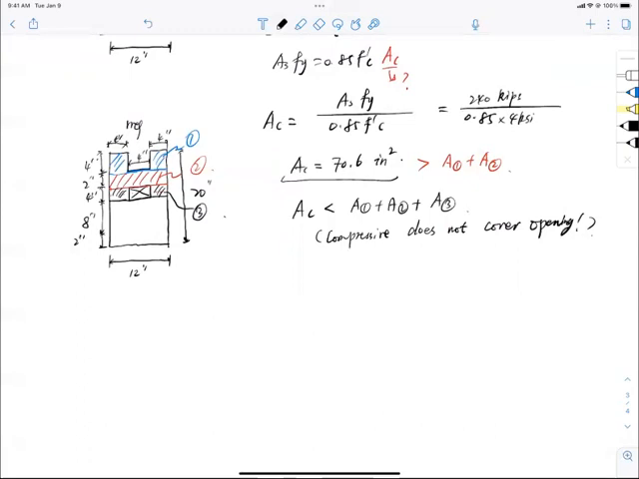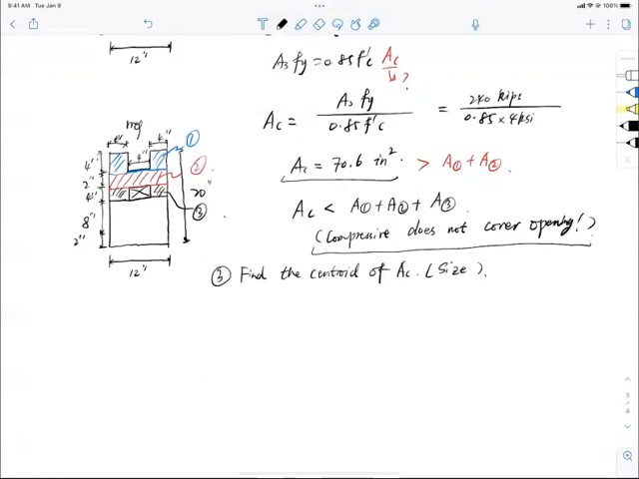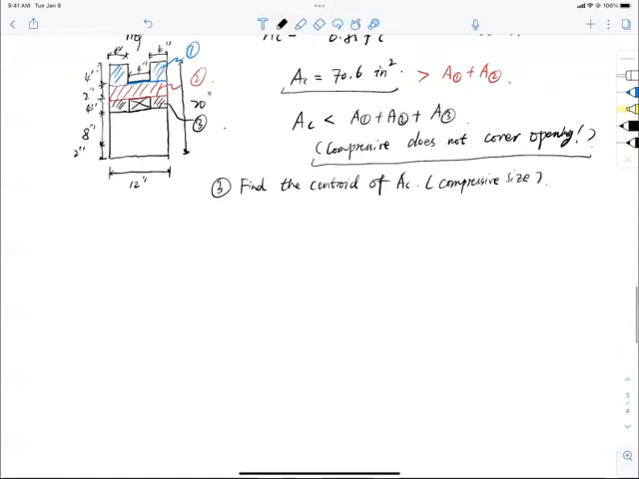To make our job easier, I let you know for now already that this should be the case, that it does not cover the opening, but how much? So third step, we need to find the centroid of AC, or more specifically, the compressive zone size. So how to find that? Let's do some analysis.